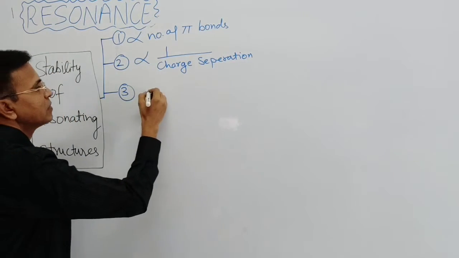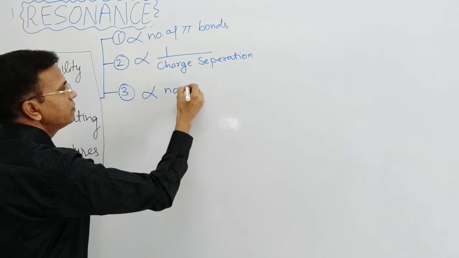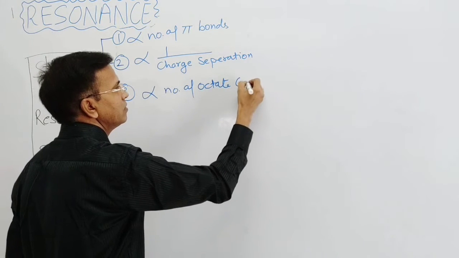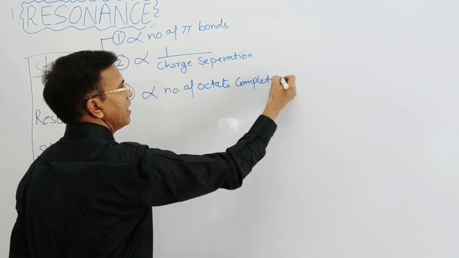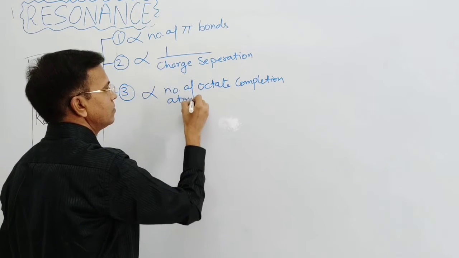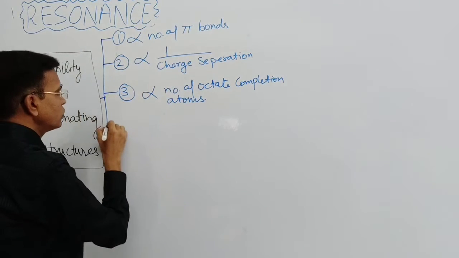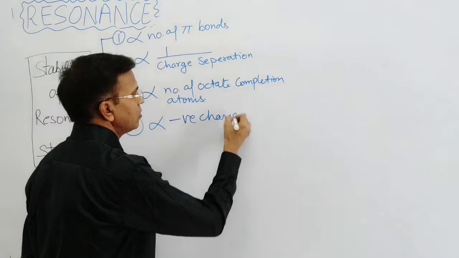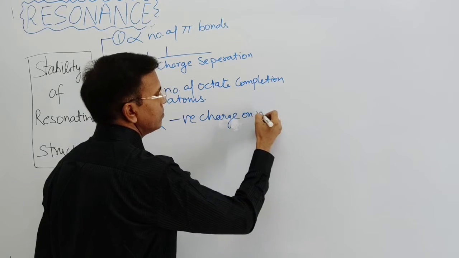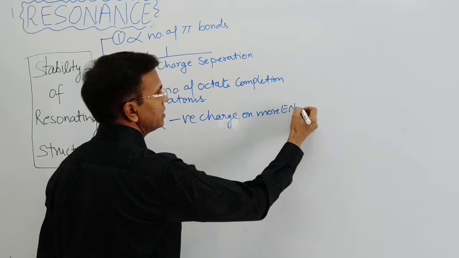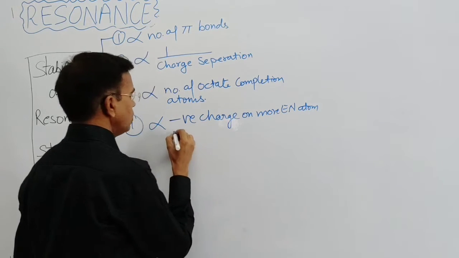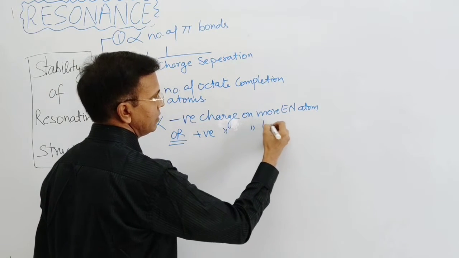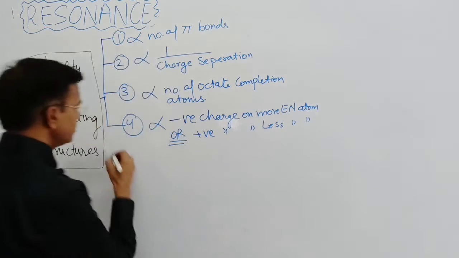You have to see this according to this sequence, right? Now the third one is proportional to the number of octet completion atoms. Now the fourth is proportional to negative charge on more electronegative atom or positive charge on less electronegative atom.